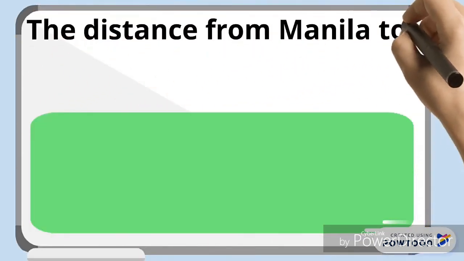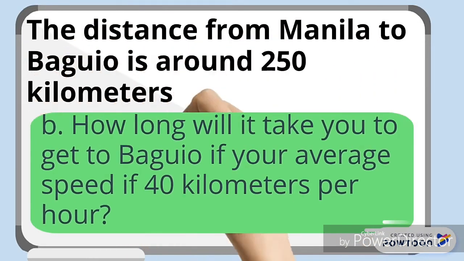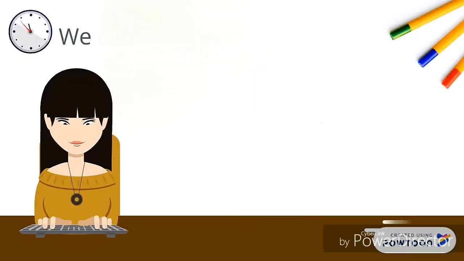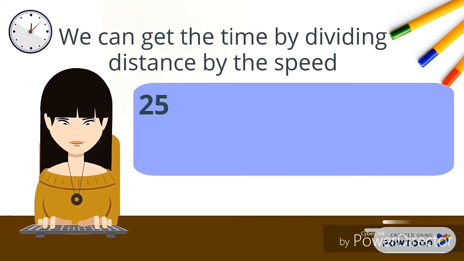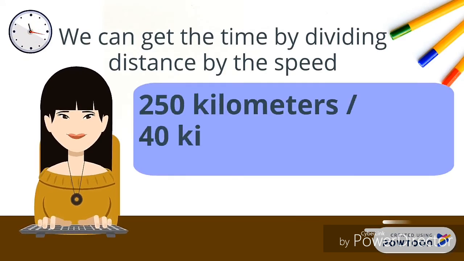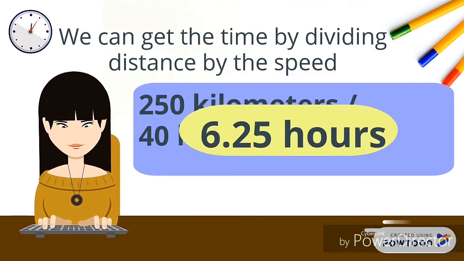The distance from Manila to Baguio is around 250 kilometers. How long will it take you to get to Baguio if your average speed is 40 kilometers per hour? We can get the time by dividing distance by the speed. 250 kilometers divided by 40 kilometers per hour is equal to 6.25 hours.